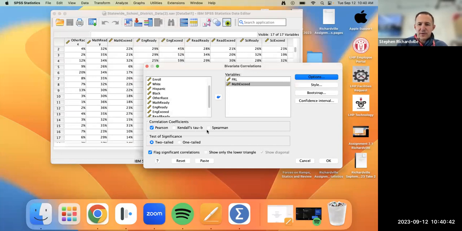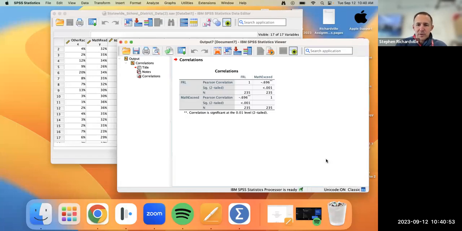If I was doing the Spearman-Rho test, I would be checking over here, but I did meet the conditions of the Pearson R. So I'm going to go ahead and do that today. Two-tailed, and we want those significant correlations. And I think I'm ready to check my correlation. Okay, so what do we have here?